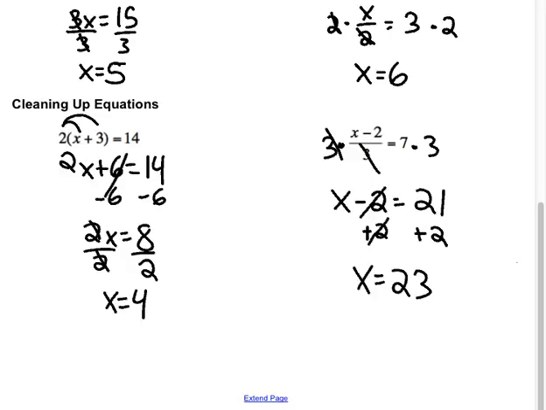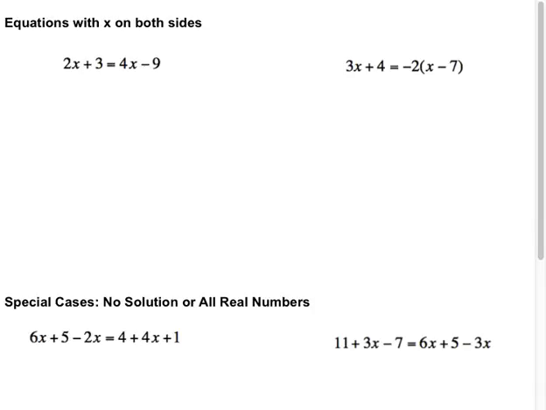Now, even beyond that, we can also have situations where the variable is on both sides, okay? When that's the case, I need to bring the variable together, okay? So in that first one, 2x plus 3 equals 4x minus 9. To bring the variable together, I'm going to subtract the 2x from both sides, because that'll completely get rid of it off of that side.